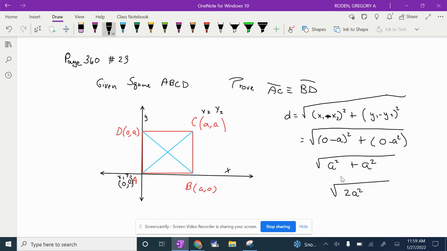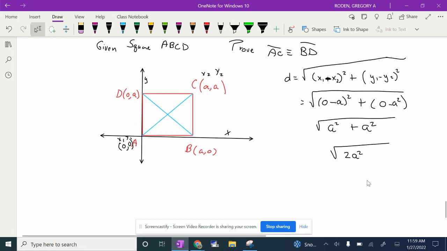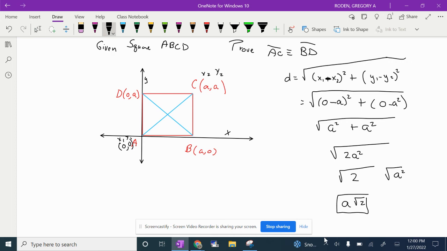So when we simplify this, like what we did in class yesterday, or today, this could be the square root of 2 times the square root of a squared, and the square root of a squared is what we learned. Remember, to break out of square root jail, you take half and break out. So this is going to be a times the square root of 2. Okay, so let's show that BD is also a times the square root of 2.